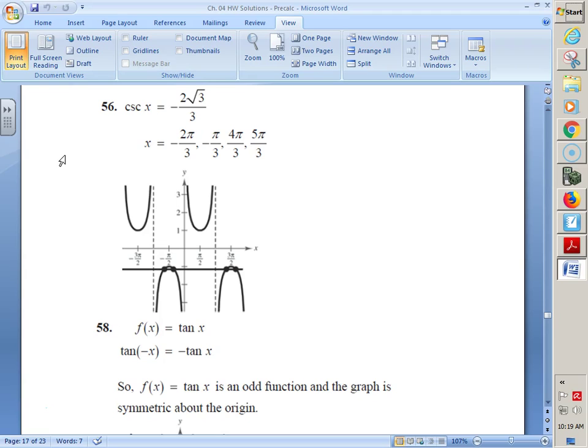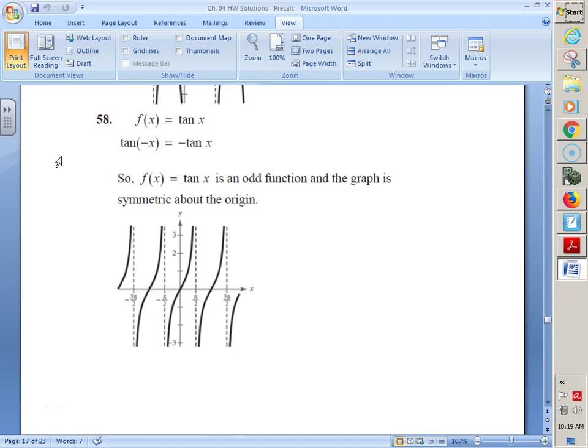Number 58 just had to do with, I think, the odd property of tangent. Is that right? We wrote down those formulas in section 4.2, if you guys remember, or 4.3. Had to do with the odd property of tangent. It's one of those identities from earlier on in chapter 4. But if you guys look at it, we talked about it in class. It's an odd or origin symmetry function.